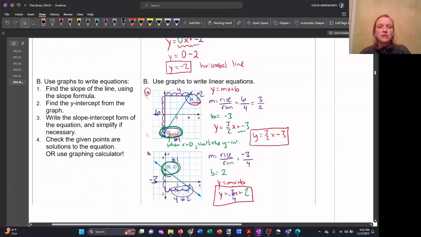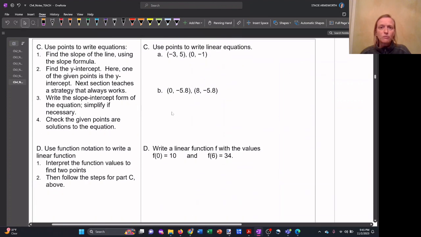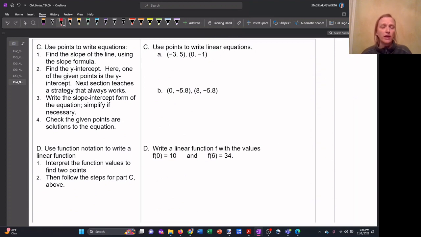And that's what we're going to do in our next example, where we're going to use points to write linear equations. So here I don't have a graph. I don't have an easy way to count what the rise is and what the run is. So instead this time, to calculate the slope, we're going to use the slope formula, which is y2 minus y1 over x2 minus x1.